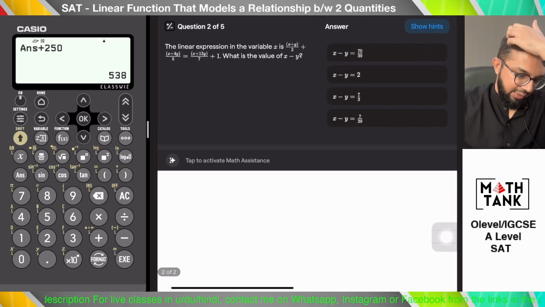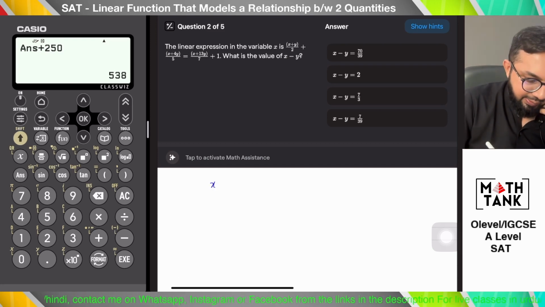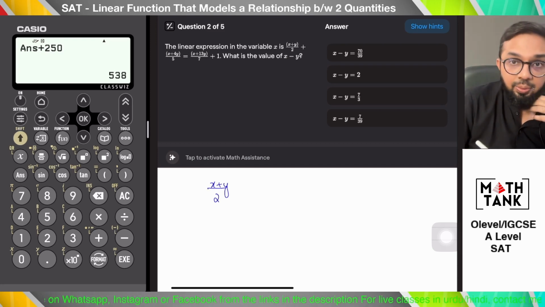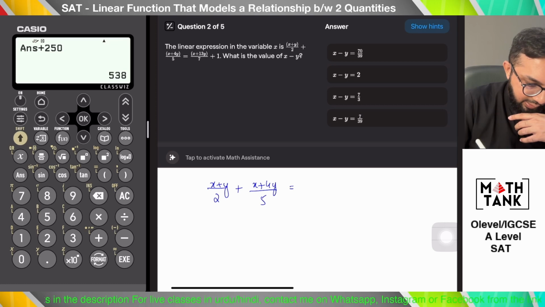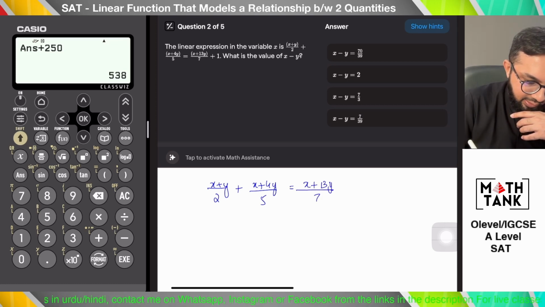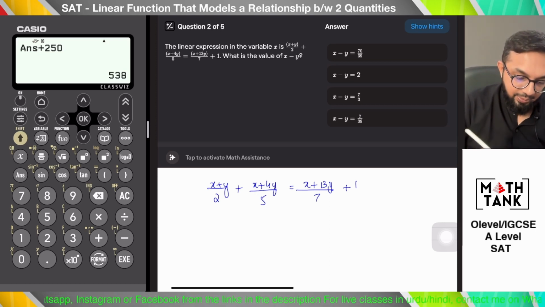Moving on to the next one, it says the linear relationship in the variable x is (x plus y) over 2 plus (x plus 4y) over 5 equals (x plus 13y) over 7 plus 1. What is the value of x minus y? I will have to solve this completely.